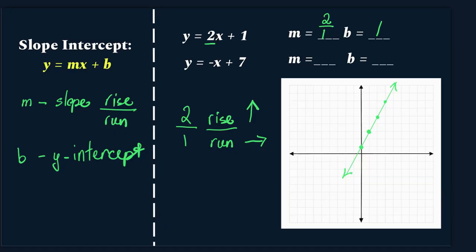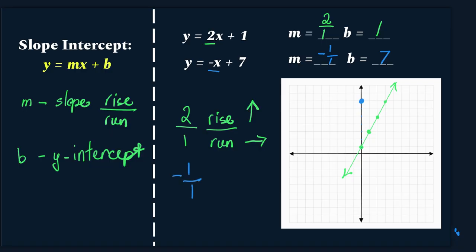Let's go ahead and work with our second equation. Our slope is -1, so -1 over 1. Okay, so our y-intercept is 7. That means we start with our y-intercept, go up to 7. So on the y-axis, 1, 2, 3, 4, 5, 6, 7. And that's our point where the line is crossing the y-axis.